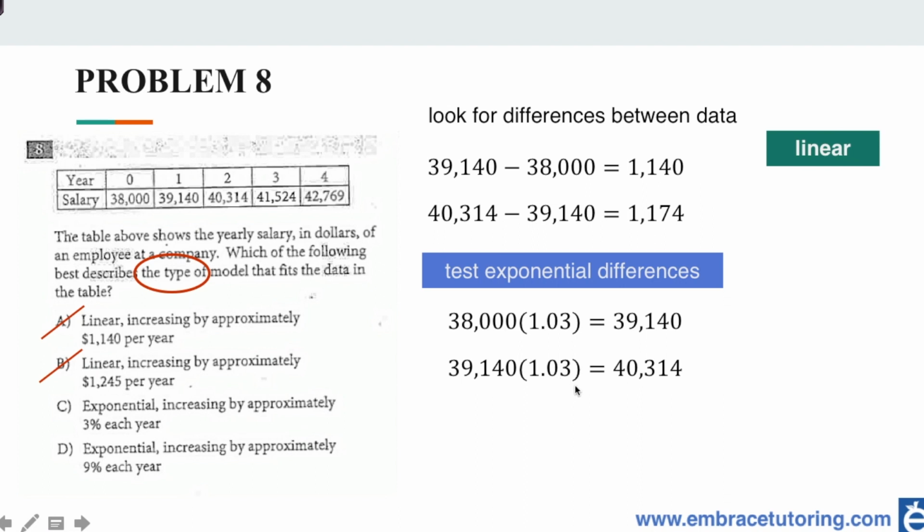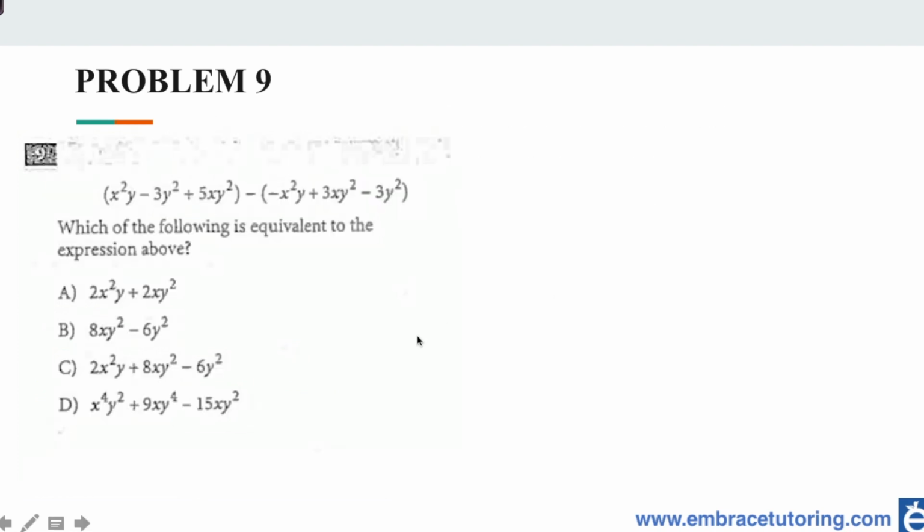40,314. And I bet if I were to do it again to test it, I would end up getting what I expect to get in year 3, 41,524, making this to be my best model, meaning that C is going to be my answer choice for question number 8. Problem number 9 states, which of the following is equivalent to the expression above? Noticing here that I have a generic kind of algebraic expression, but I do have a negative here and all of my answer choices are in simplified form.